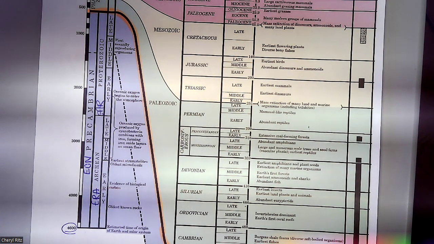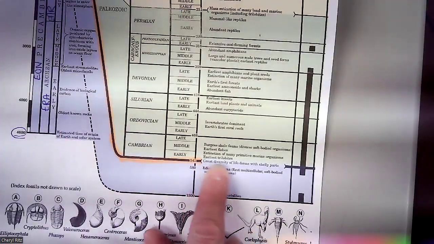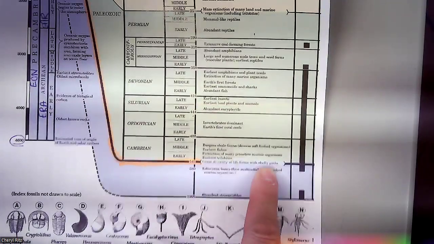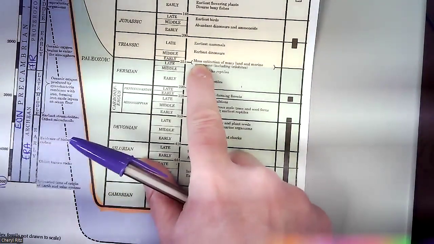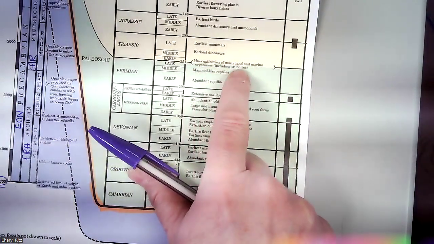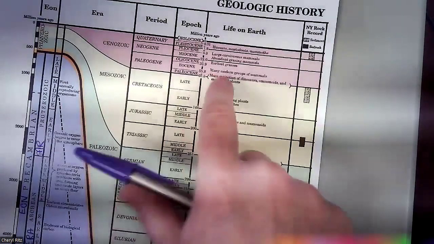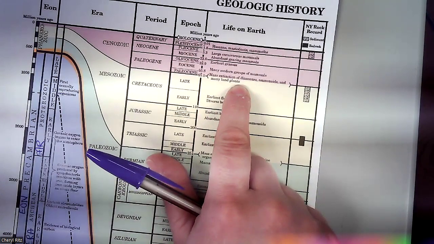Let's look at the big units. Let's look at the eras. Especially the eras of the Phanerozoic. Let's look at the beginning of the Paleozoic. What's going on at the beginning? Great diversity of life forms with shelly parts. Now let's look at the end of that, which is also the beginning of the next one. Mass extinction of many land and marine organisms, including trilobites. The next one, mass extinction of dinosaurs, ammonoids, and many land plants.